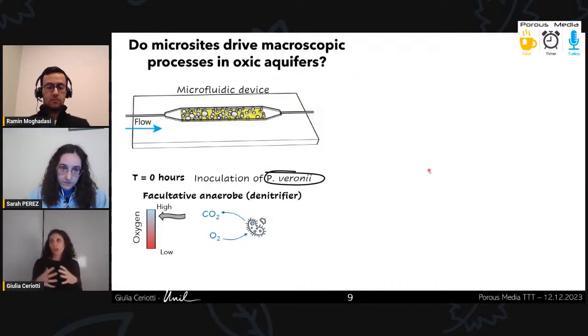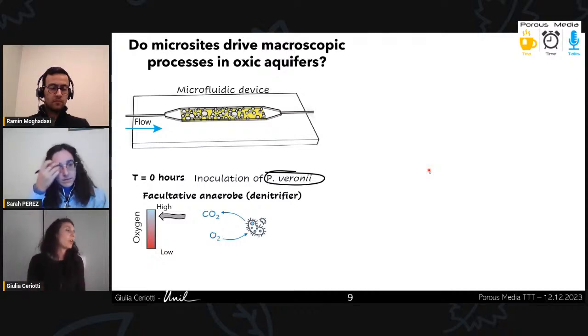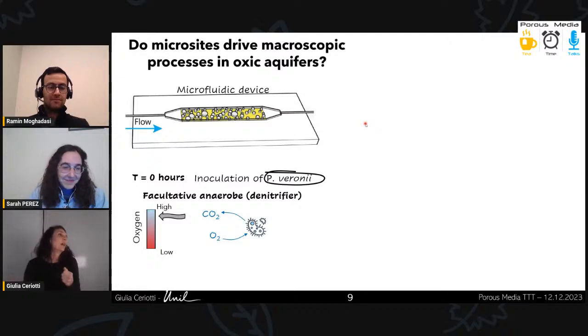So far, I just talked about how anoxic microsites are formed, but I opened my presentation with quite a big statement saying that these anoxic microsites can host anaerobic processes and can drive macroscopic environmental phenomena like contaminant degradation or greenhouse gas emission. So in these slides, I will show you some preliminary results that I'm collecting right now, but I'm really excited about, so I want to share them. I'm using exactly the same setup as before.